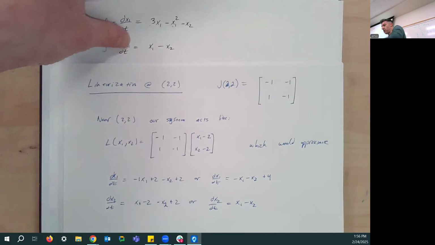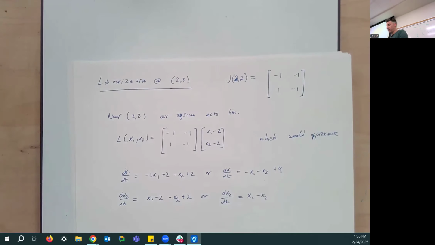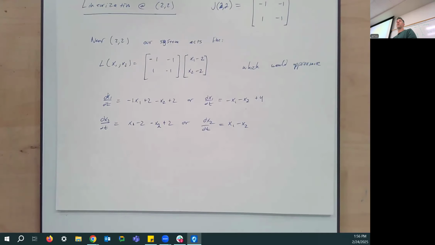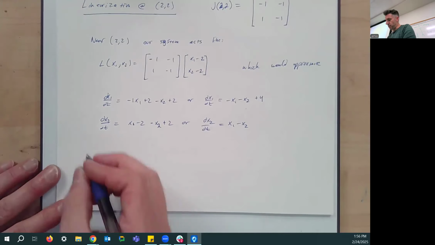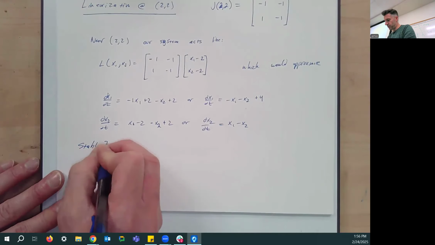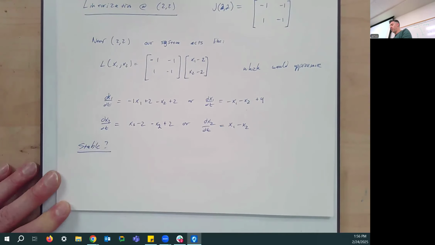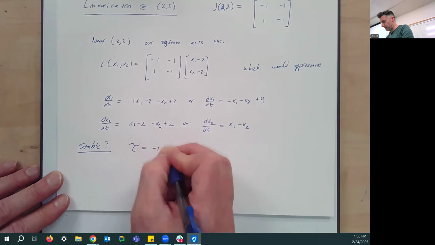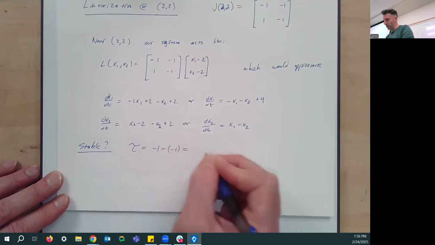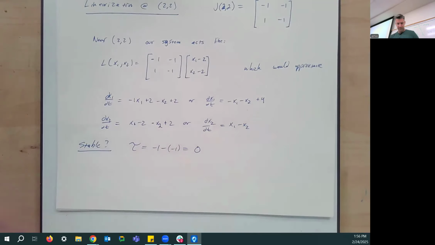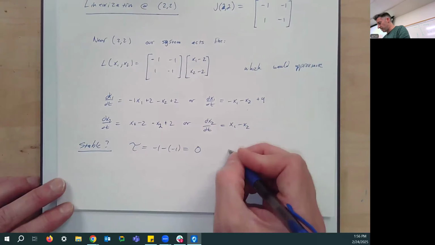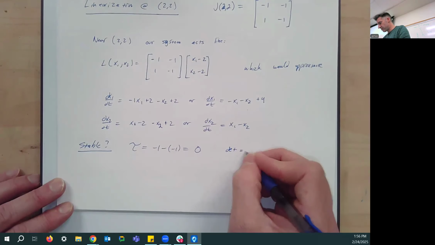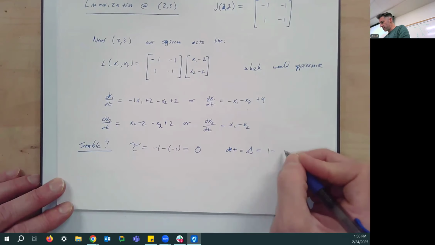All right, let's wrap it up. We still have to classify. So we'll do this both ways. Stable or unstable? Well, let's find the determinant and the trace, and hopefully I'll do it right this time. The trace is equal to -1 minus -1, which is 0. That's lovely, just what I wanted. And then the determinant is going to be 1 minus -1, which is 2.